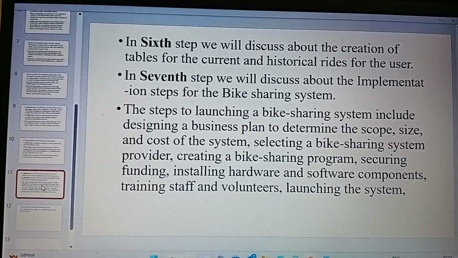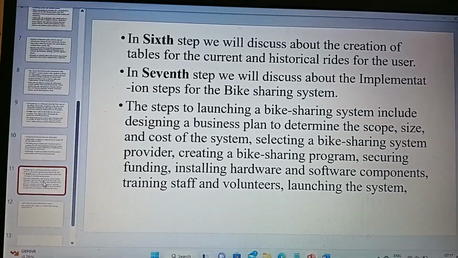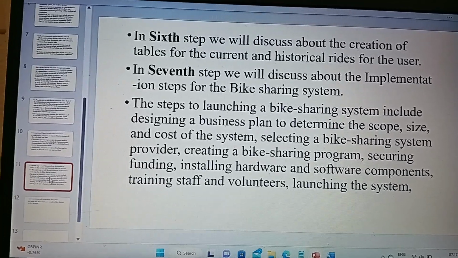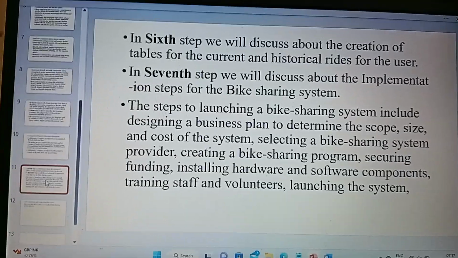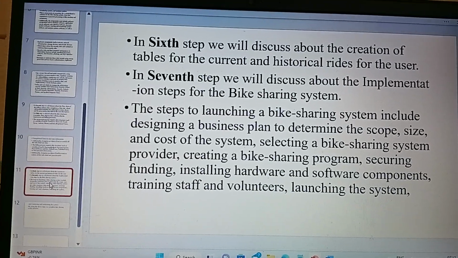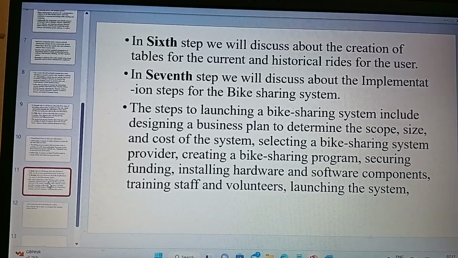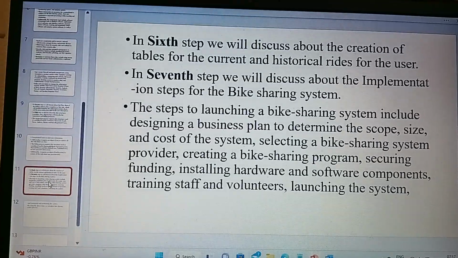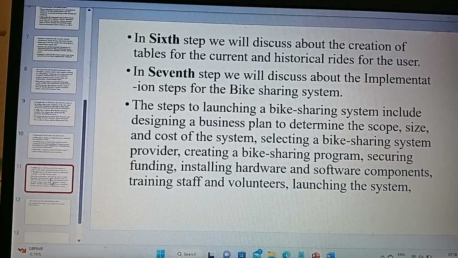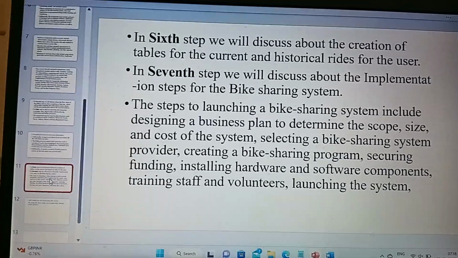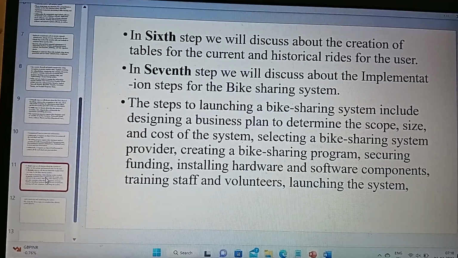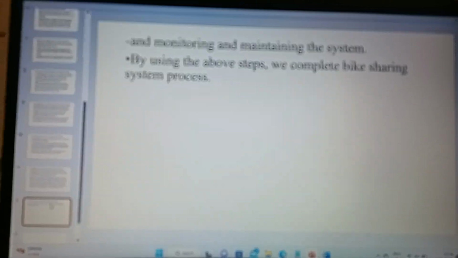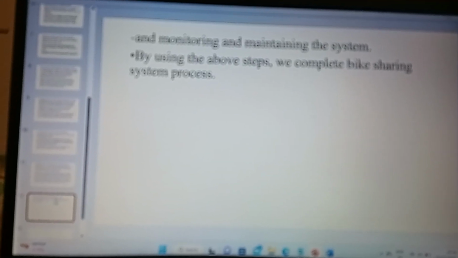These are all the main steps to launch the bike sharing system to the public. We also have to take care of the steps: determining cost, scope, and size, selecting a bike sharing system provider, and creating a bike sharing program to make the public aware of how to use it, securing funding, installing hardware and software components, and training staff and volunteers. These are all required for the bike sharing system to launch to the public. By using the above steps, we complete the bike sharing system process, and it will be very easy.